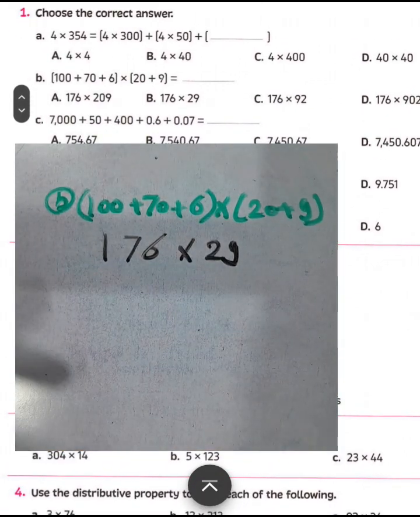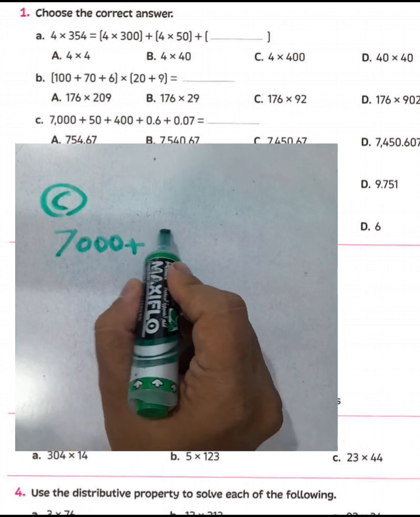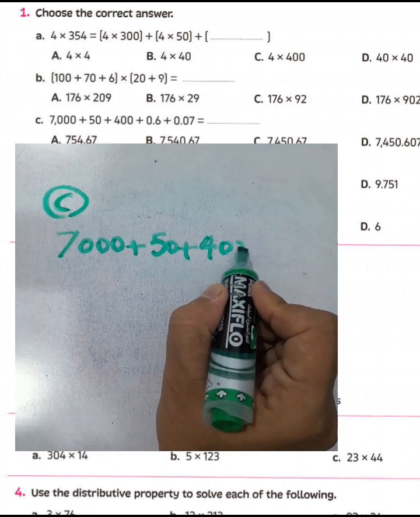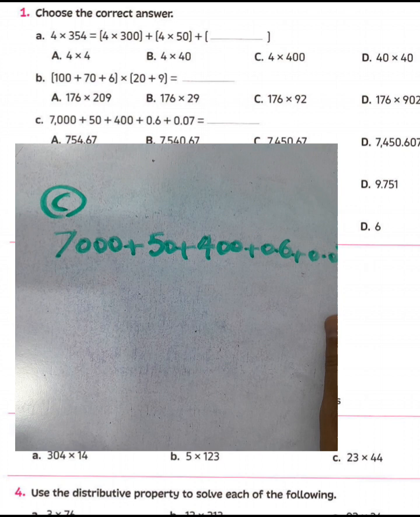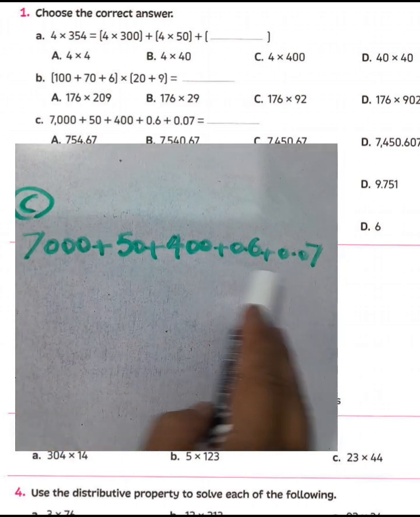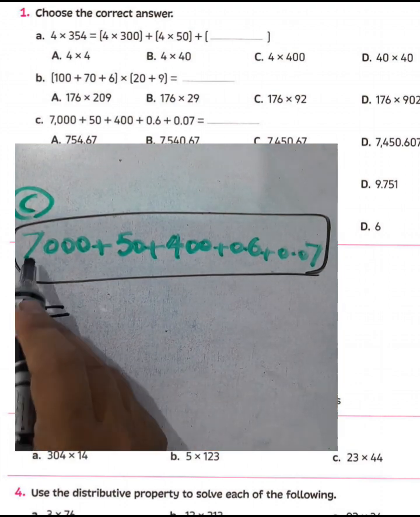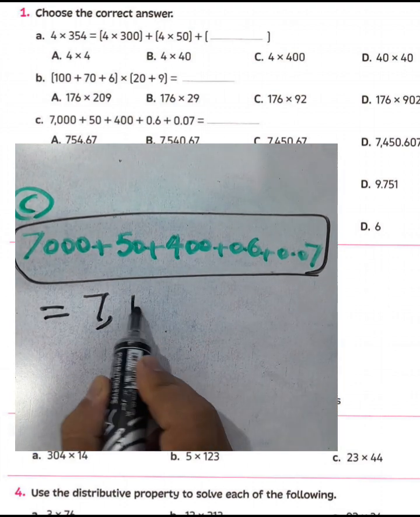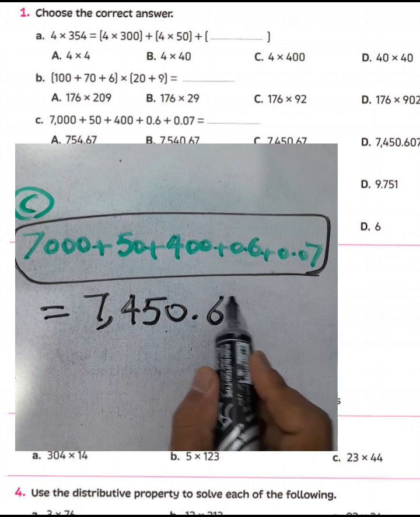Question letter C. 7000 plus 50 plus 400 plus 0.6 plus 0.07. We can find the number in standard form. Here is the number in expanded form, and we solve this expanded form. Write 7 in the thousands, 4 in the hundreds, 5 in the tens, and 0 in the ones. And put the point here, 6 in the tenths, 7 in the hundredths.